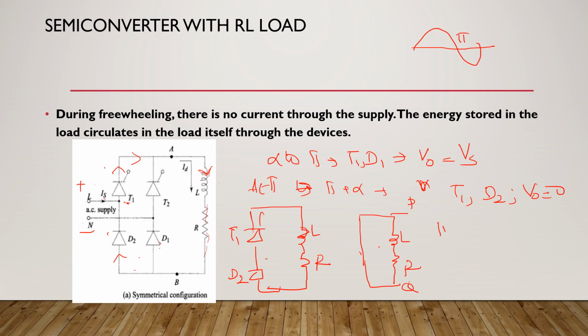So at pi plus alpha, we are going to be firing T2. And now T2 and D2 will conduct together. Again, output voltage is equal to Vs. So during the negative half cycle, we have now reached pi plus alpha.